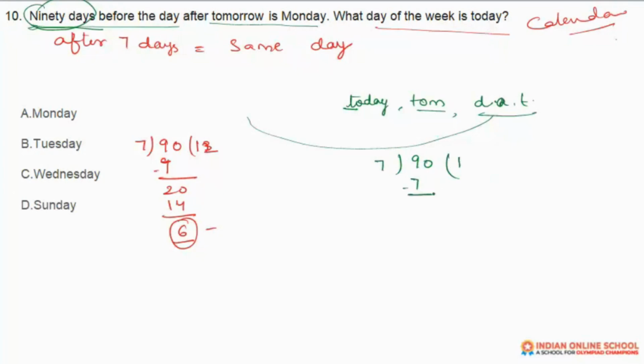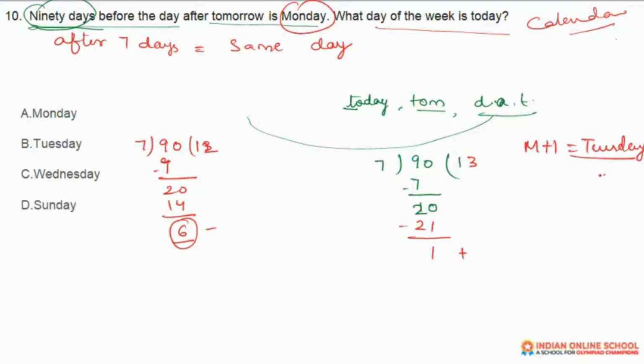7 times 3 is 21. We are not going to take the lesser number like 14. We will go one number up, so we take 21. And when we subtract, we get 1. So either we can subtract 6 or we can add 1 to the given number of days. And when we add 1 over here, Monday plus 1, we get Tuesday.